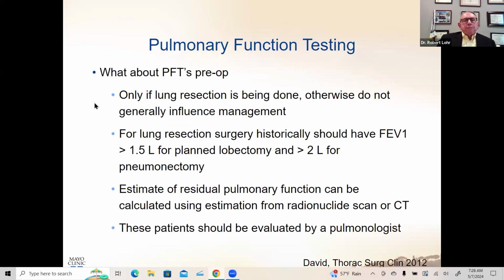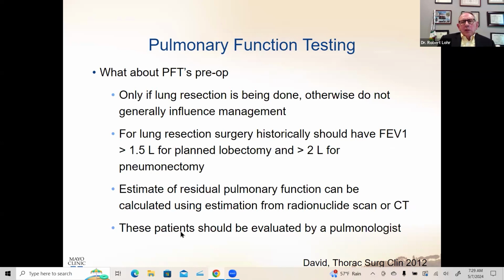Pulmonary function testing. What about PFTs pre-op? If a lung resection is being done, you should do pulmonary function testing. Otherwise, they don't influence management. You need to make sure that patients with underlying pulmonary disease are on their full regimen of inhalers, and that they're using them correctly and whatever else they're taking. But you don't have to do pre-op pulmonary functions unless, again, there's a lung resection. And what you're looking for, if it is a lobectomy, is an FEV1 of over 1.5 liters and over 2 liters for a pneumonectomy. And these are actually calculations done by the radiologist based on a CT.